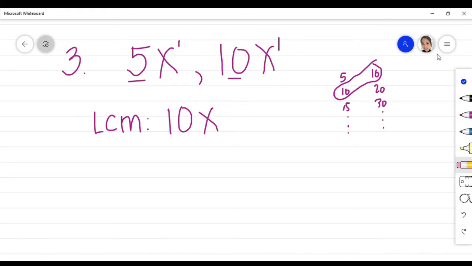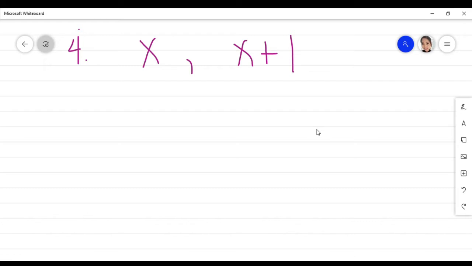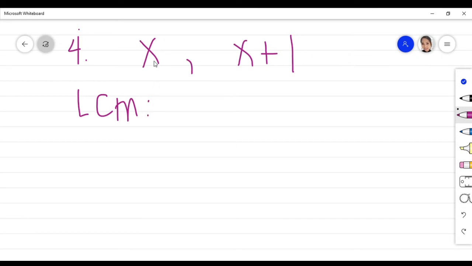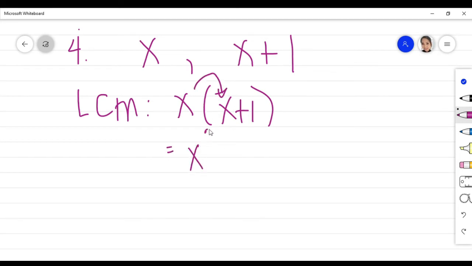10x. Number 4, let's find the LCD of x and x plus 1. So x is a different expression from x plus 1 because x plus 1 is already a binomial. So for our LCM, it will be the product of x and x plus 1. So x times x plus 1. It can also be written as, we can distribute that one, x squared plus x times 1, which is x.